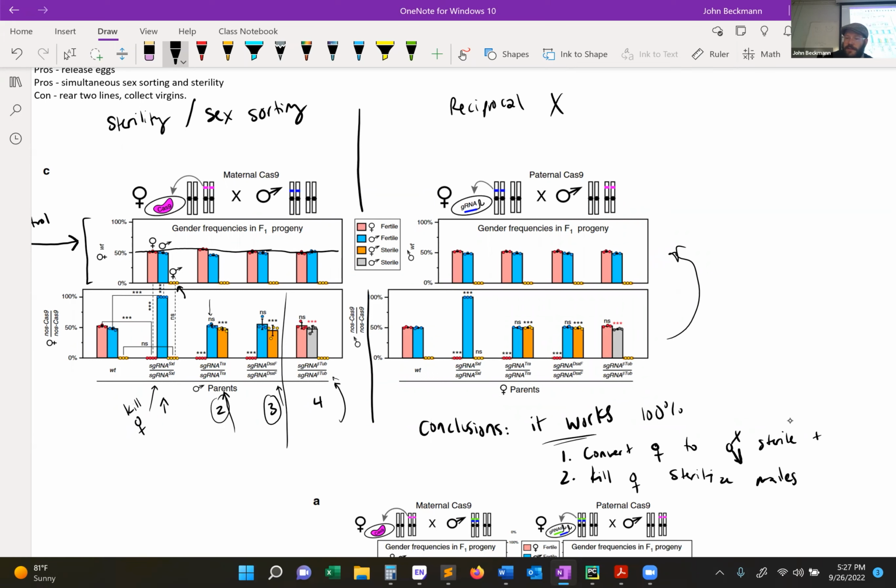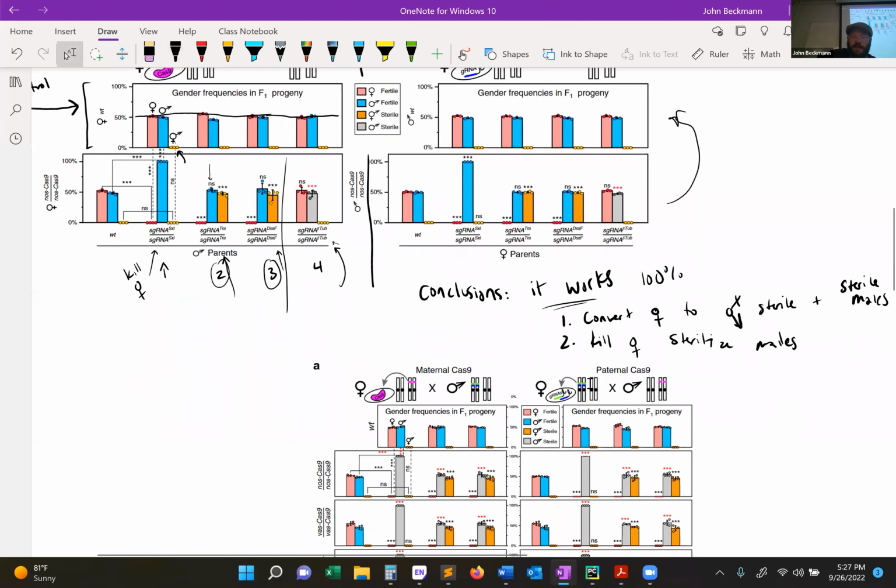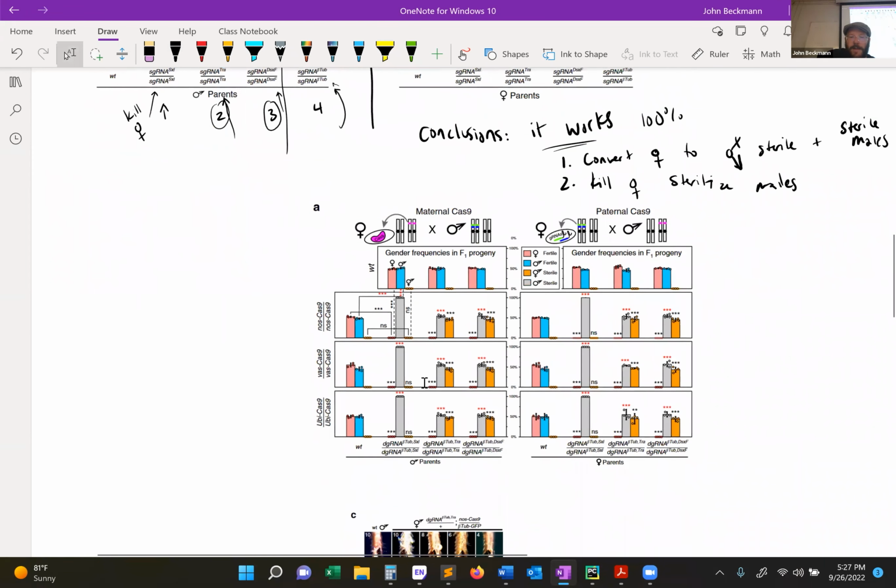This also includes make sterile males. So you can start to now decide which of these is going to be best. I don't know what's going to be best. Maybe they'll do some more experiments later to figure that out. Okay.